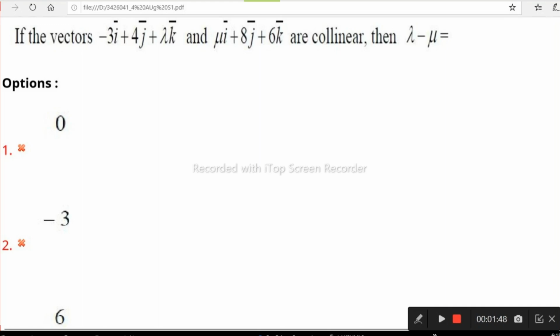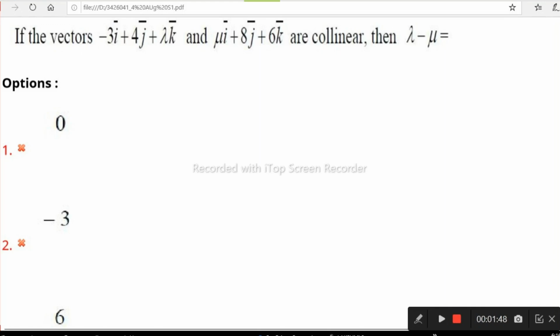What is given: if the vectors minus 3i plus 4j plus lambda k and mu i plus 8j plus 6k are collinear, then it is asking lambda minus mu. From the given vectors, we can observe that there are two unknown values, lambda and mu. We can find them when these are collinear vectors. How can you find them?